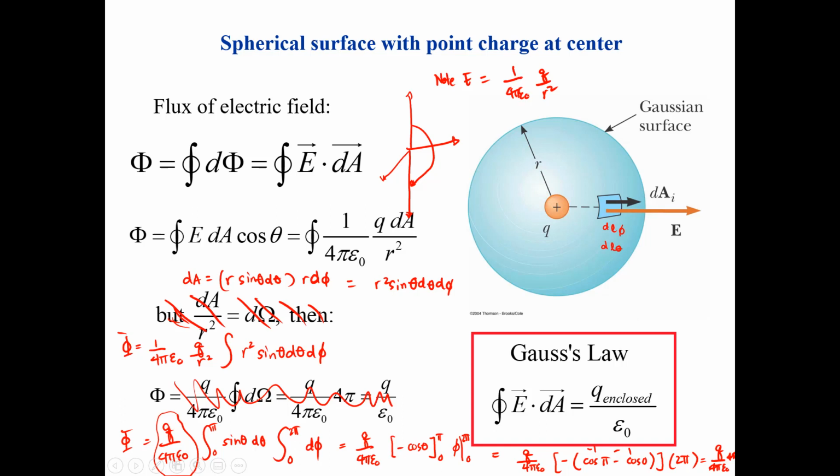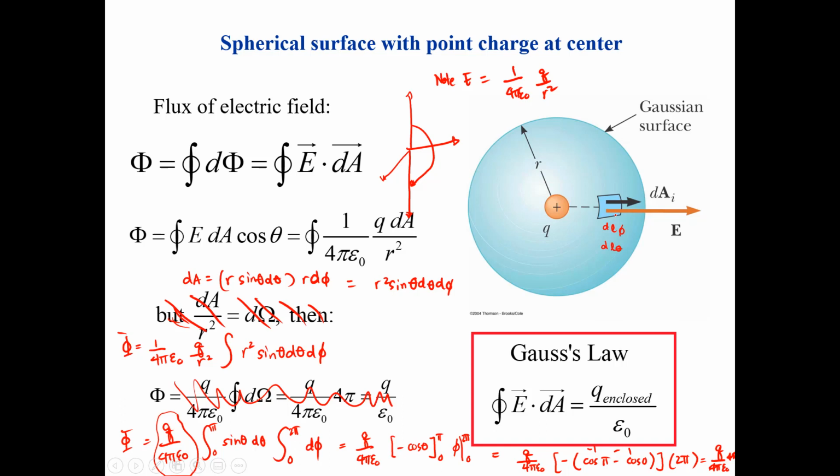1 over 4 pi epsilon naught q over r squared. Okay, so this is for a point charge. And then, this is the electric field. And then your dA, class, is a small area. Since we are considering a spherical surface, it would be proper for us to use spherical coordinates instead of the Cartesian coordinates.